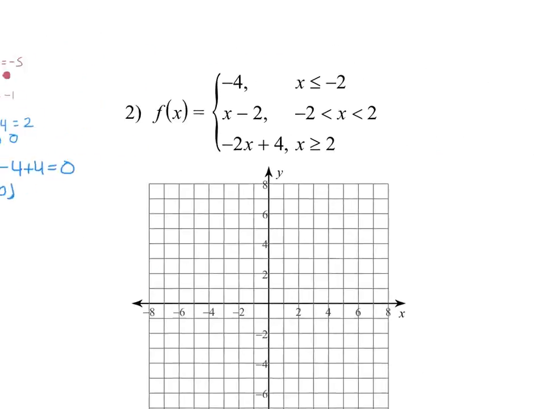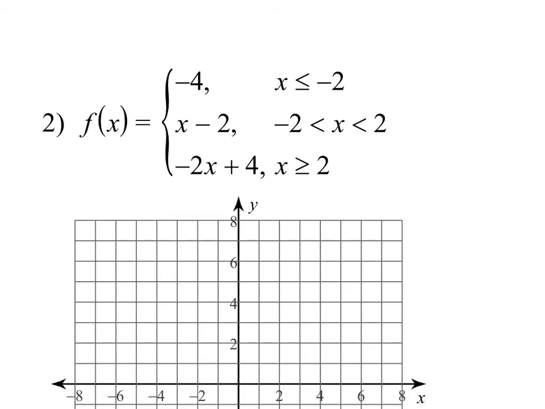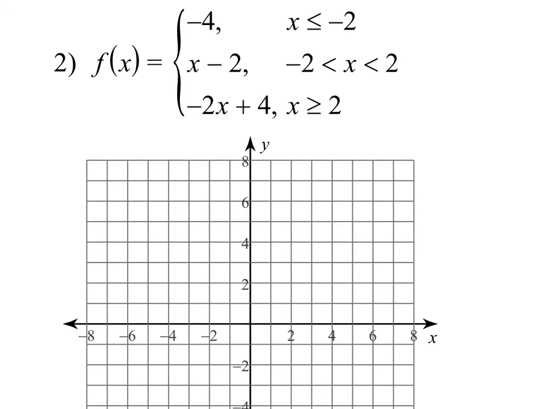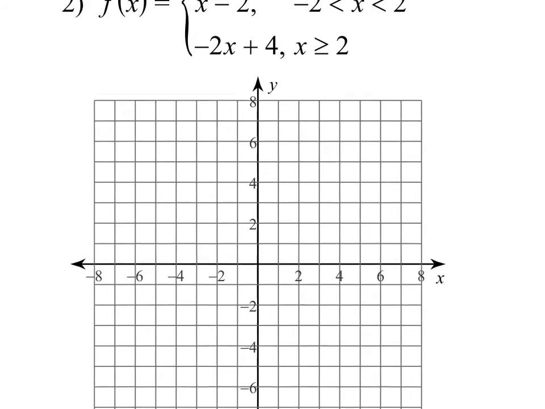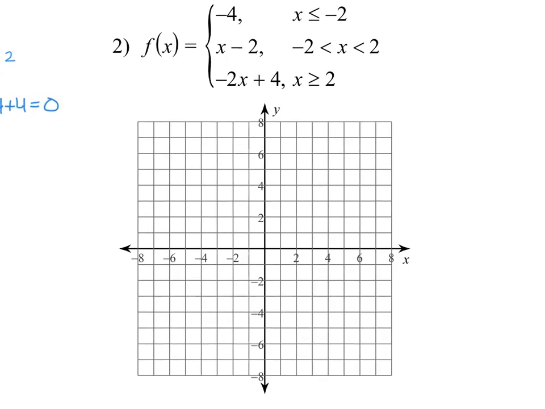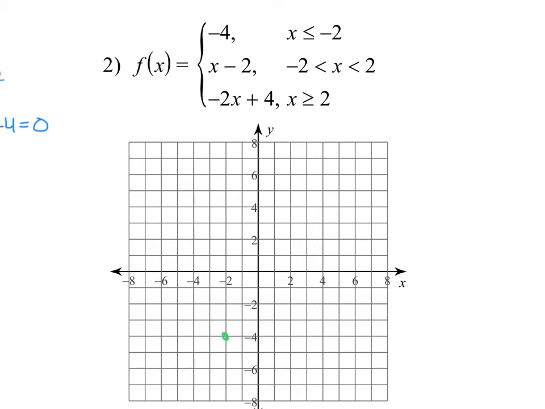All right, number 2. So here we have a constant -4 when x is less than or equal to -2. So we're going to go to when x is -2. That means y is -4. And we have a less than or equal to sign, so we're going to put a closed circle here. And then it's constant, so it's just -4, so it's going to be a flat line. And it's when x is less than -2, so that's why we go to the left.